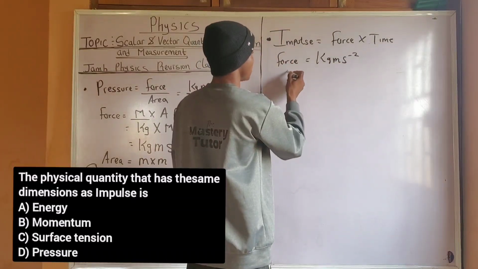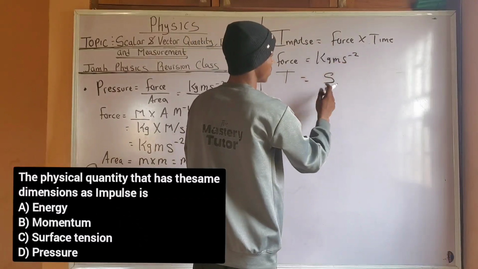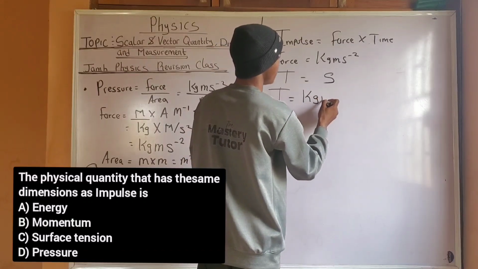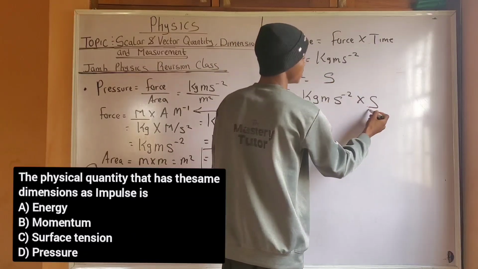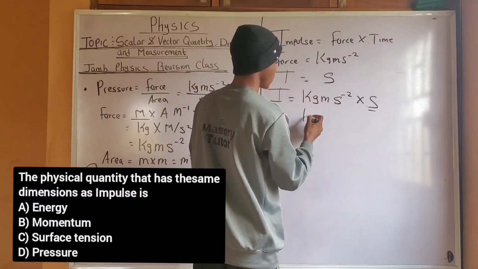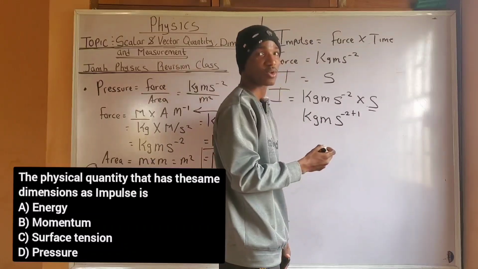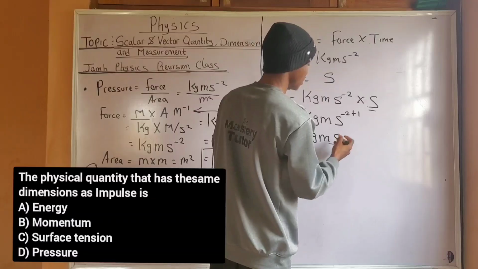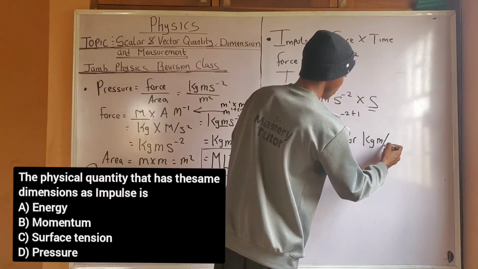And because we have time, time is in what? Time is in seconds. You understand? The unit of time is seconds. So here I'm going to have impulse is equal to kilogram meter per second squared multiplied by what? S. This S that you see here is for time. And the unit of force is kilogram meter per second squared. So I'm going to have kilogram meter s raised to the power of -2 plus 1. Is that not it? According to law of indices. So I'm going to have kg m s raised to the power of -1, or kilogram meter per second.